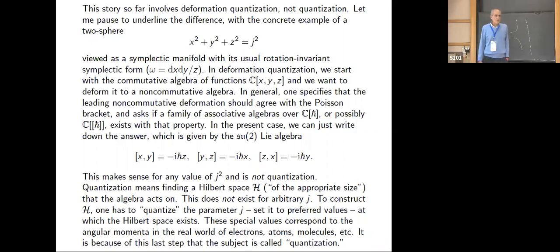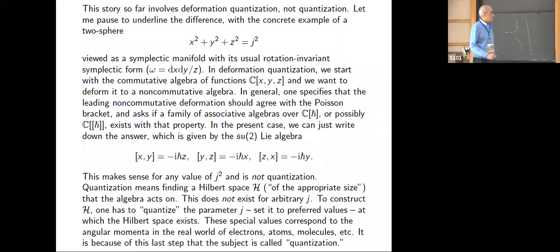In deformation quantization, you start with the commutative algebra of functions on the two-sphere. For example, you could consider polynomial functions, maybe complex valued polynomials. So this is the ring C of x, y, and z with this relation. And you want to deform this to a non-commutative algebra. It's supposed to be an associative algebra. You specify that the leading non-commutative deformation should agree with the Poisson bracket. And you ask if there is a family of associative algebras over a power series ring C of h bar, or maybe formal power series, or maybe over a polynomial ring, with this property.